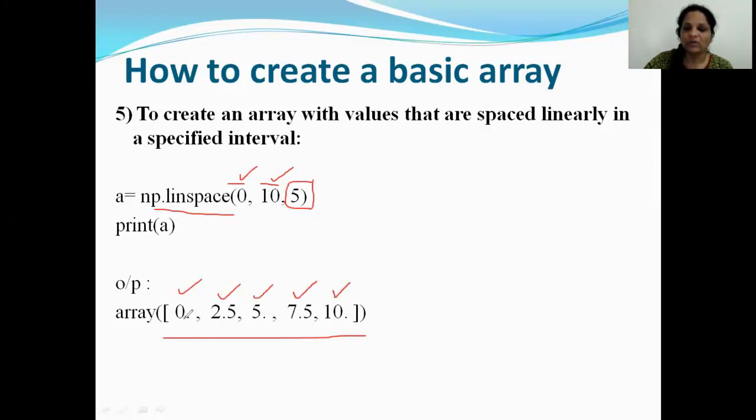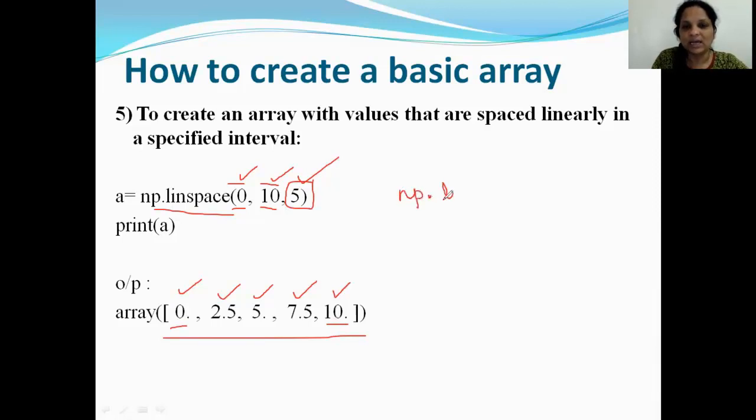Can you count the number of elements here? The number of elements are 5. That's what this represents. Can you see the first element? It's 0. So that's what this represents. Can you see the last element? It's 10. So that's what this represents. So it starts at 0, ends at 10. And how many such elements will you have? 5 such elements.